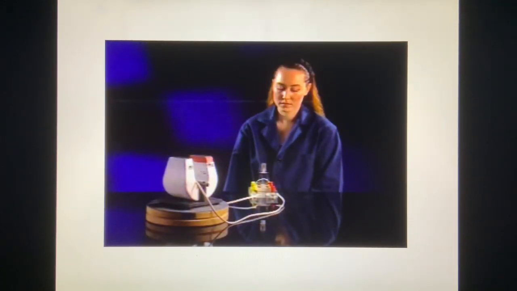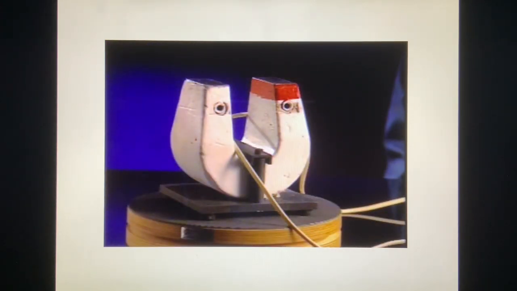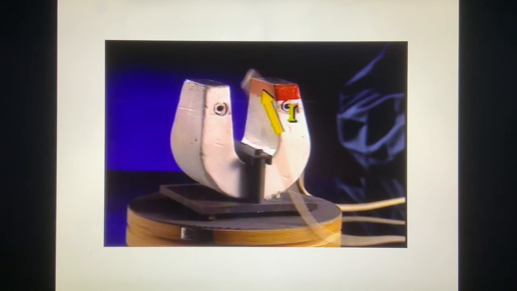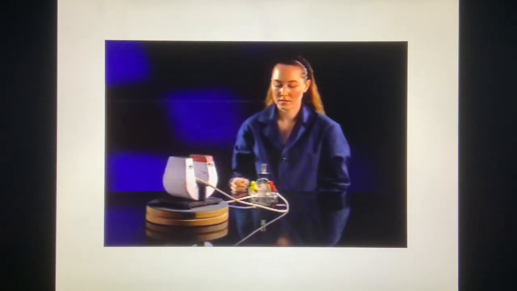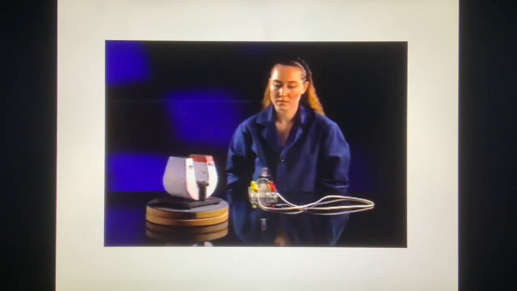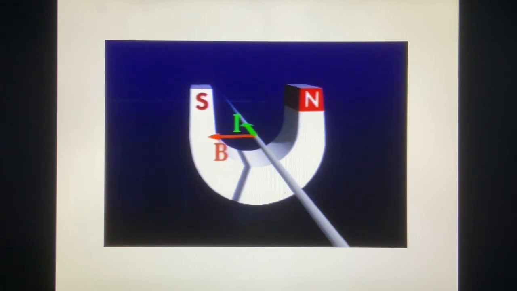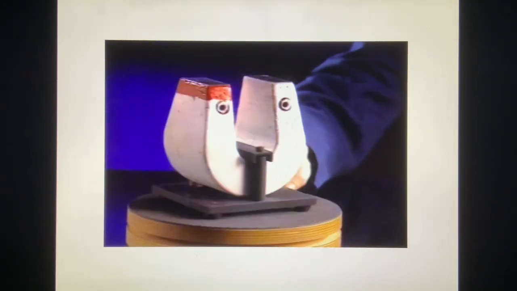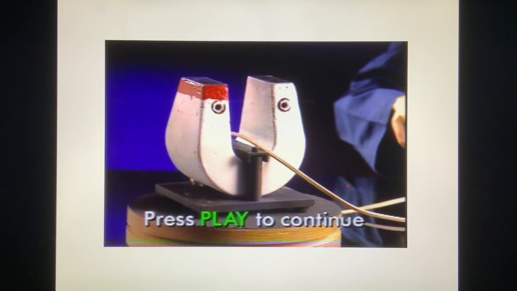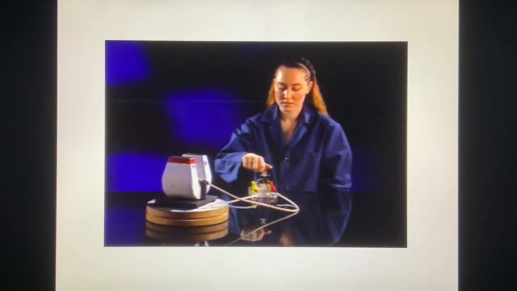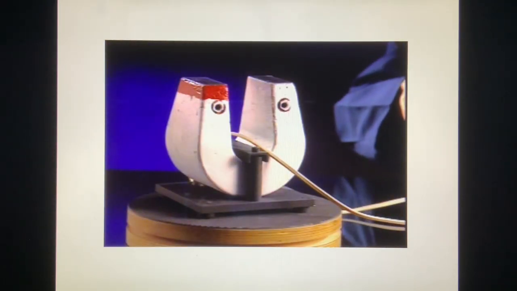We'll use a large horseshoe magnet and a current-carrying wire to show the force a magnetic field exerts on a current. The wire is placed between the arms of the horseshoe magnet. Then 20 amps is run through the wire in the direction shown by the arrow. The wire jumps out of the magnet. This diagram shows the directions of the current, the magnetic field, and the force on the wire as predicted by the right-hand rule. If we reverse the magnet and run the same current through the wire, what will the wire do? This time, the wire doesn't leap out. The magnetic force on the current now pushes the wire down.